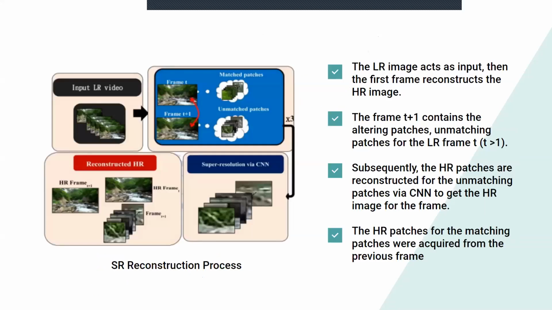SR reconstruction process. The low resolution image acts as input. Then the first frame reconstructs the high resolution image. The frame T plus 1 contains the altering patches, unmatching patches for the low resolution frame T. Subsequently, the high resolution patches are reconstructed for the unmatching patches via CNN to get the high resolution image for the frame. Then, the high resolution patches for the matching patches are acquired from the previous frame.